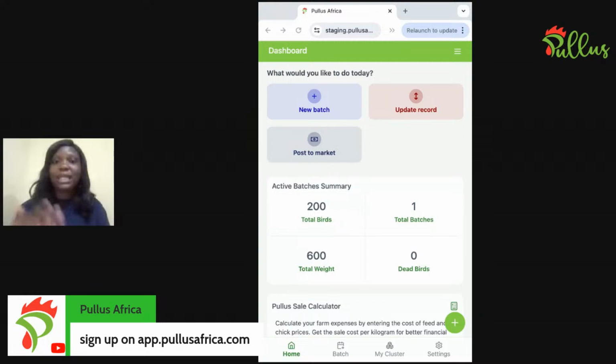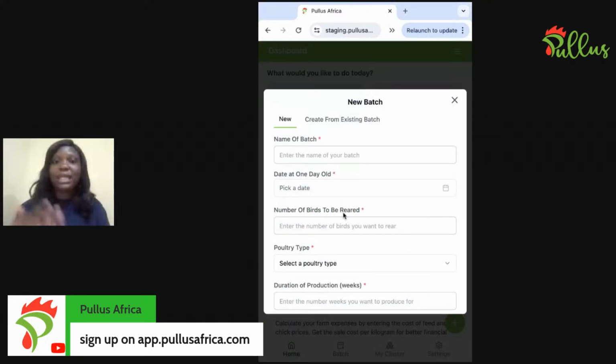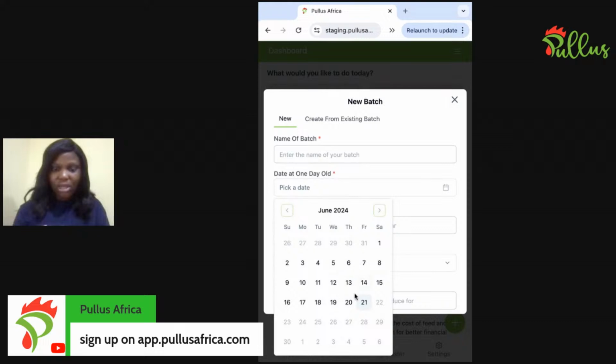But let me see if I can go back to the app and click on date as 1 day old. So all you need to do is to pick the date, right? The app will automatically populate the weeks and the days for you. Do you understand? If I'm not answering your question properly, please just go on the WhatsApp chat and I can reach out to you personally.